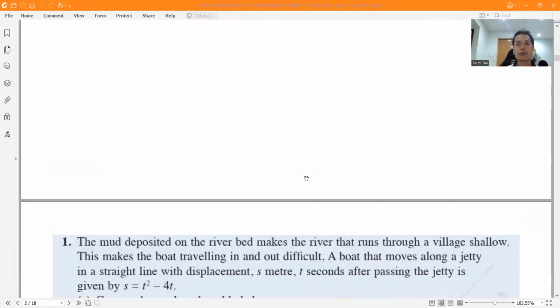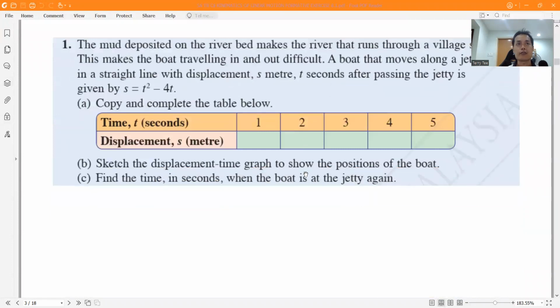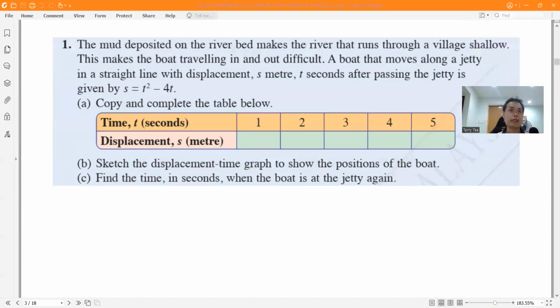All right, let's go straight to the first question. Here we have mud deposited on the river bed of a river that runs through a village, which makes boat travel in and out difficult. The boat moves along a jetty in a straight line, and its displacement is given by the function s equals t squared minus 4t. You're supposed to copy and complete the table.